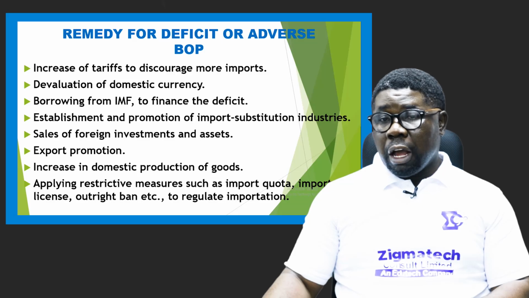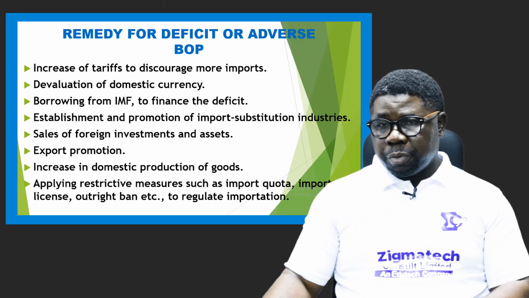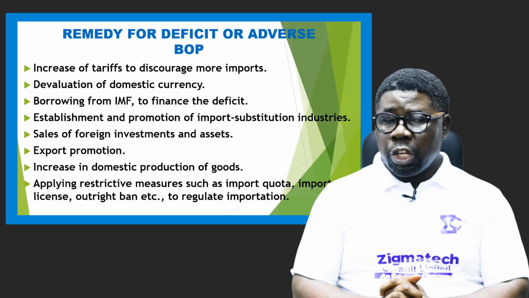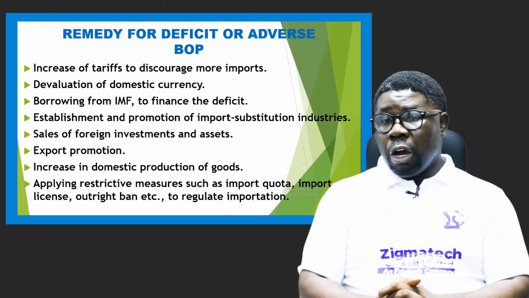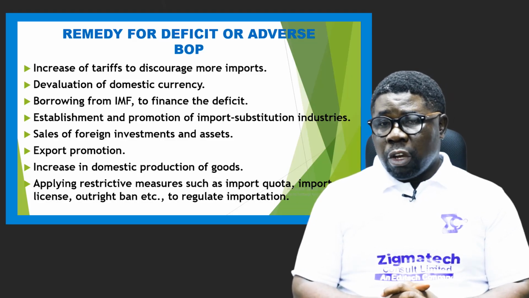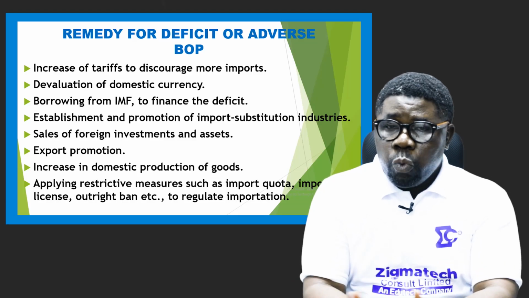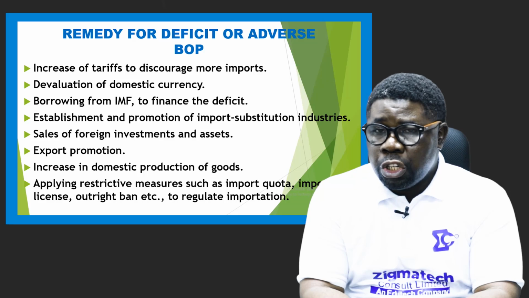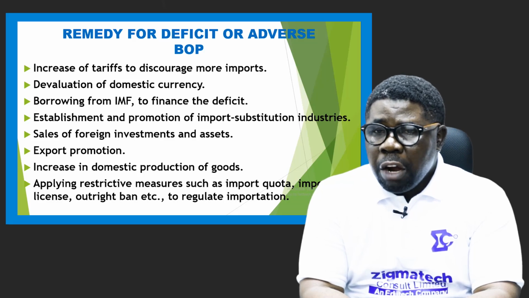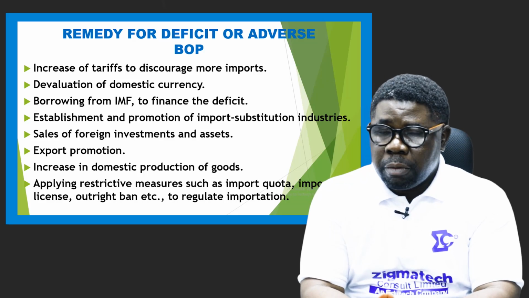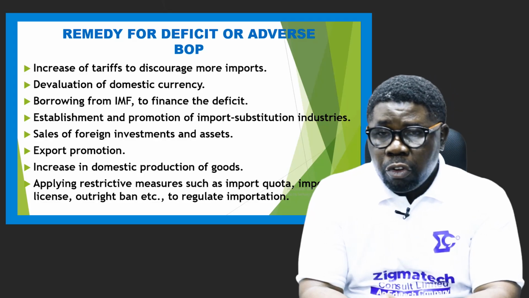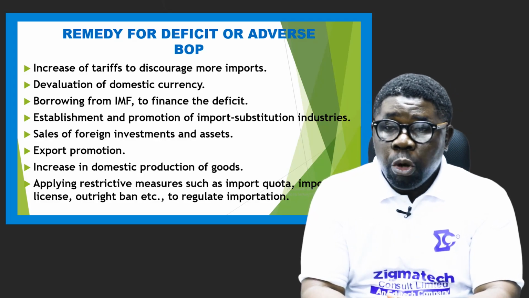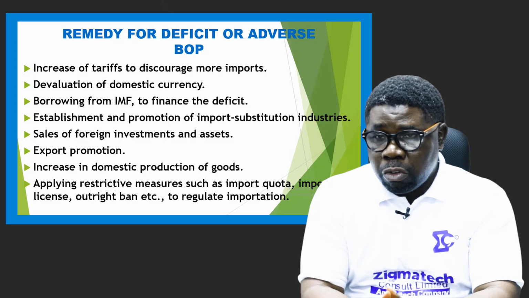Then remedy for deficit or adverse BOP. When you have adverse BOP, how do you manage it? How do you remedy it as a country? Let's look at it. When you have adverse BOP, you are advised or encouraged to increase tariffs to discourage more imports. When you increase tariff of the goods being imported, it becomes much more difficult, or more expensive to import it.